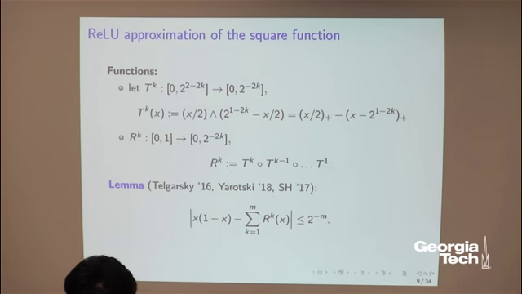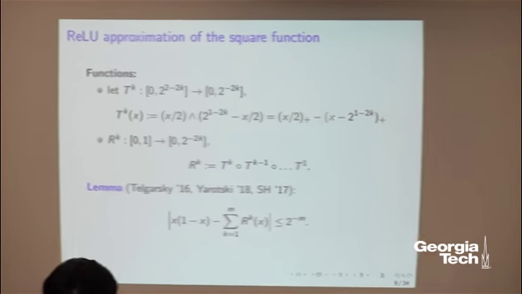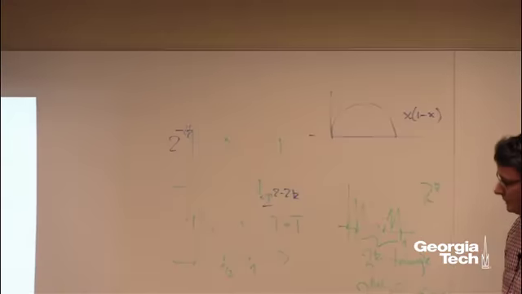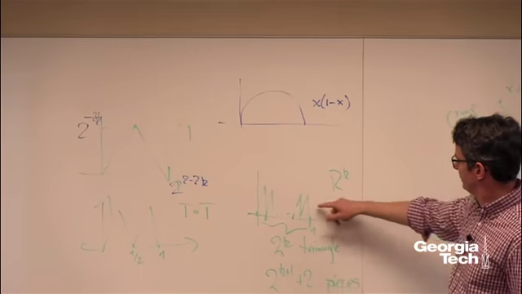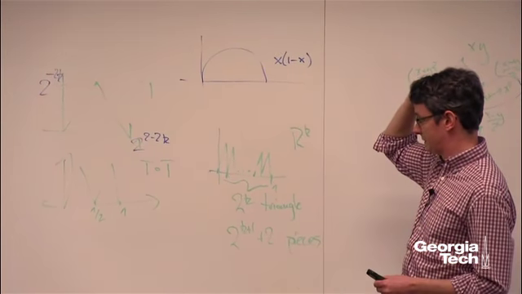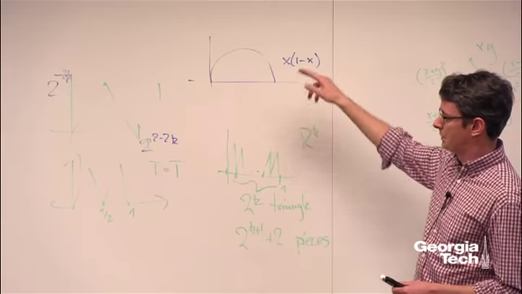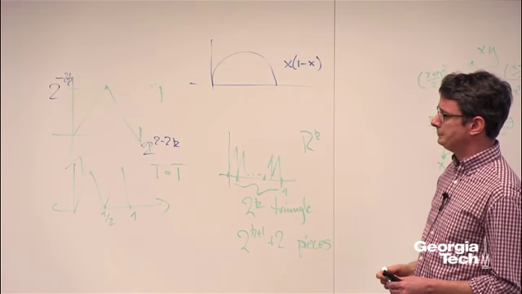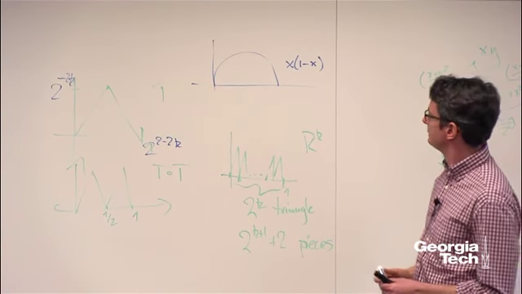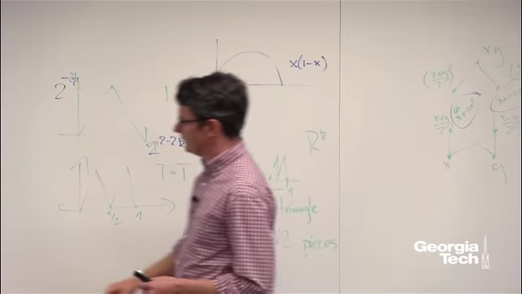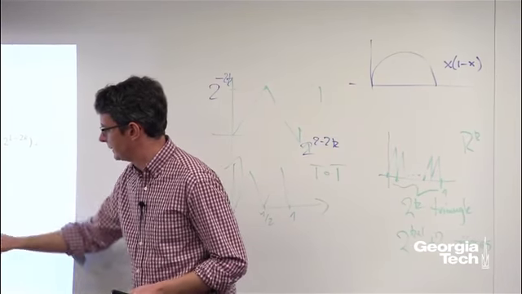And then the result is the following. It's not exactly the square function. It's the function that looks like this, so it's x times 1 minus x. And if you sum all these triangle functions up, then you approximate this function up to order 2 to the minus m.